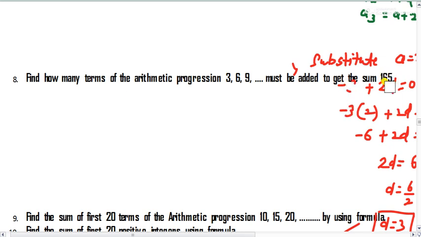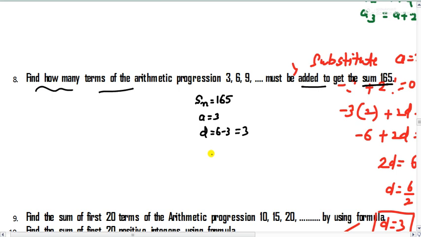Okay. What is An given here? What is the data given here? What you need to find? See, I'll explain this. Just listen. They have asked: find how many terms of the AP must be added to get sum 165. It means Sn is given as 165. You have A as 3, D as 6 minus 3, that is 3. You need to find N. So which formula are you going to use? Sn, exactly. So you can solve this question as well, right?